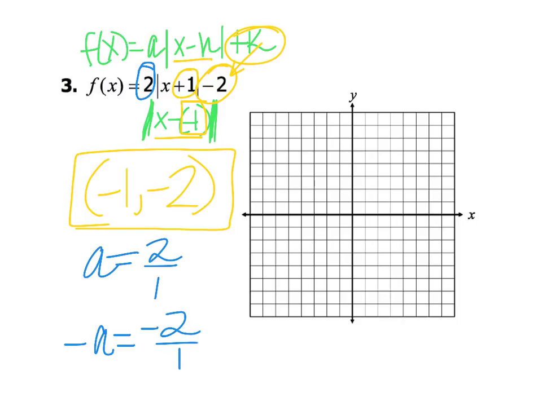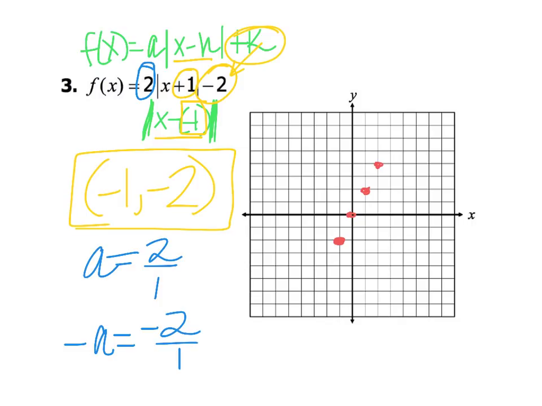So let's start by plotting our vertex. We're going to plot our vertex at (-1, -2), so that would be right there. And then the slope on the right side is going to be up 2 to the right 1, up 2 to the right 1, up 2 to the right 1.